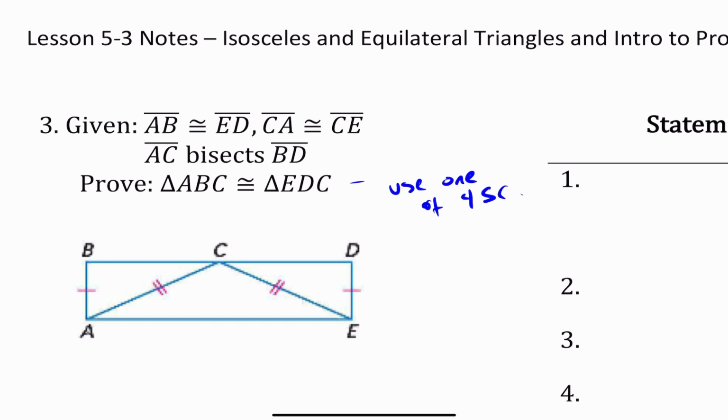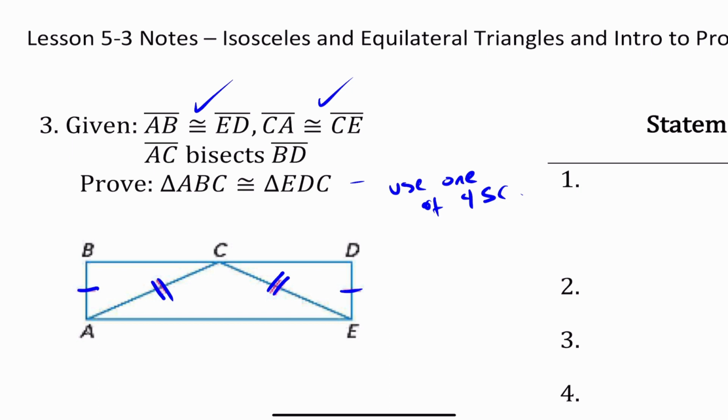So now what I have to do is look at my given, because these are the things that we can assume, and start marking them down on our image. So we can see that segment AB is congruent to segment ED. Actually, that's already marked for us. That's great, so I don't need to do anything. Segment CA is congruent to segment CE. Those are already marked for us, so I don't really have to do anything. You're more than welcome to retrace them or highlight them if you want.